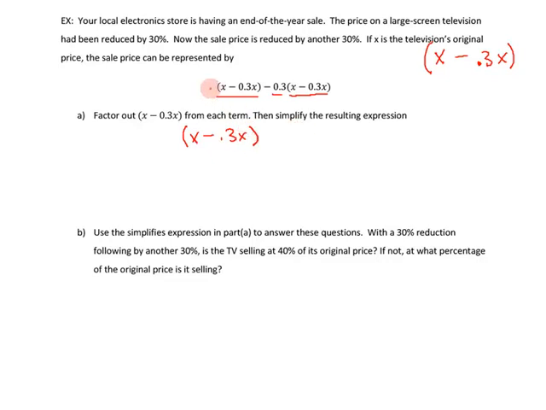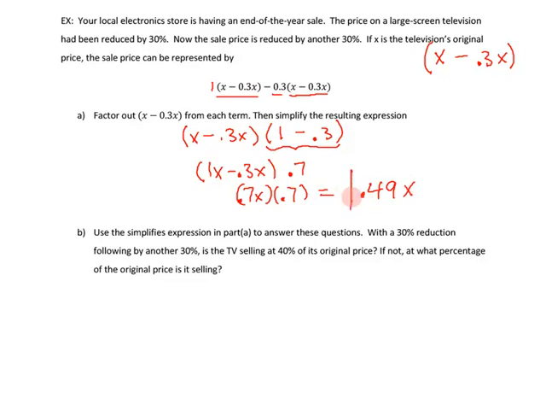What's left behind when you pull it out? Well, there's an understood 1 right there. So I'm left with a 1. And there's a 0.3 here subtracted, so minus 0.3. But what is 1 minus 0.3? That's just 0.7, right? Now notice what you have here. You have 1x minus 0.3x. Those are like terms, right? You just subtract their coefficient. You end up with 0.7x times 0.7, which gives me 0.49x. That's the simplified expression for the final sales price.